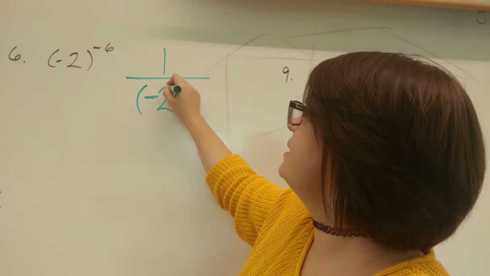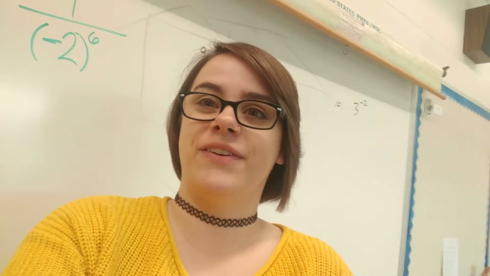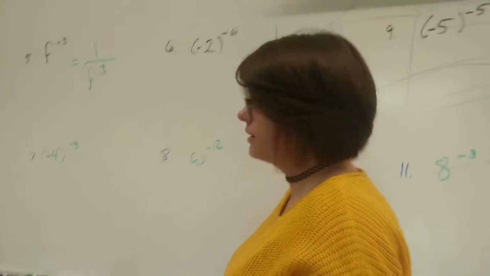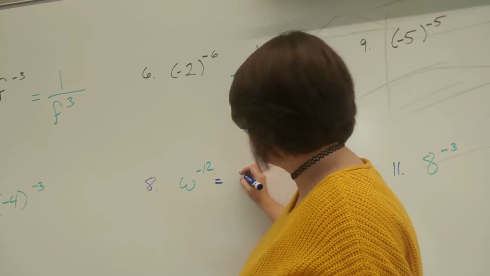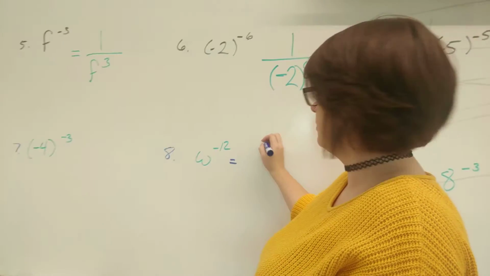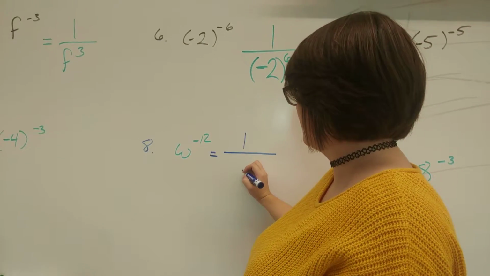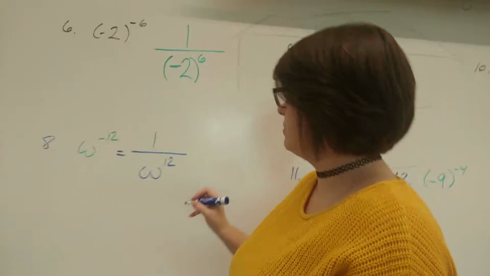Parentheses. I need parentheses. You have 30 seconds to do 7 and 8. Go. All right. Caden, what's 8? 8, 1, and then fraction sign over W to the 12th power. And you're perfect.